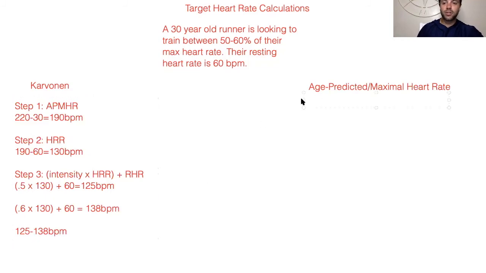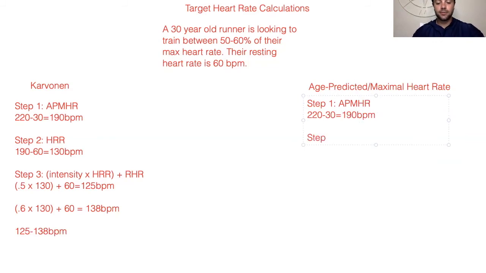Now, when we do the age predicted or maximal heart rate calculation method, it's going to look a little bit different. Step one is going to be exactly the same. You're going to find age predicted max heart rate, 220 minus age. Age has stayed the same, obviously, so 220 minus 30 is going to equal 190 beats per minute.